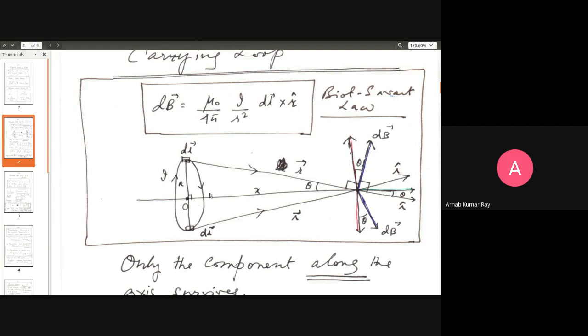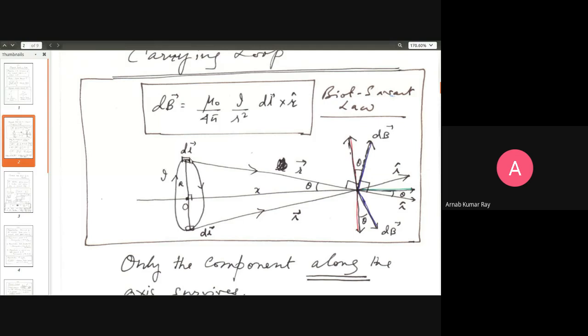If that be the direction of the current, then by the right-hand rule, you would immediately say that this, going from left to right, should be the direction of the magnetic field. But we'll come to that point later. Anyway, let's see now what happens. What is the Biot-Savart law telling you? From the center up to this point, the perpendicular distance is x.